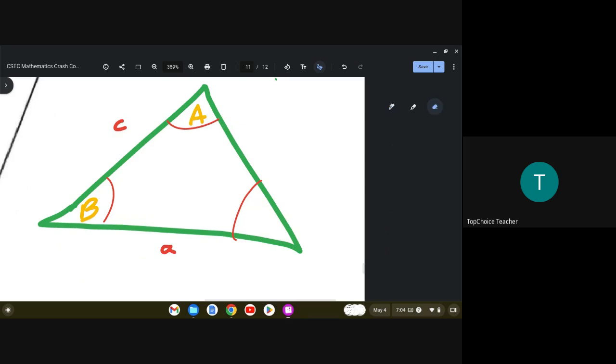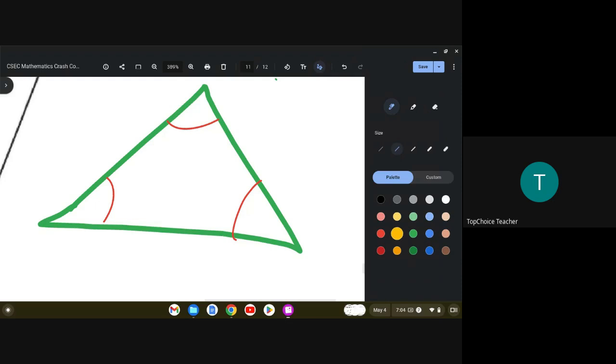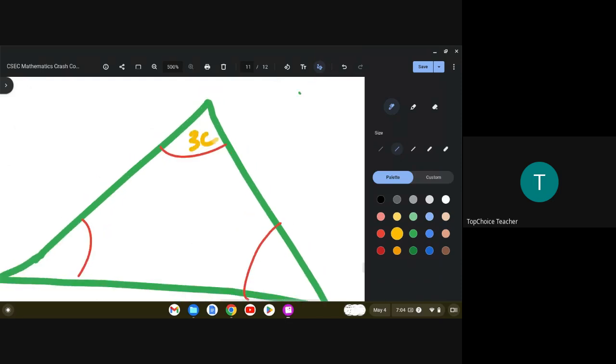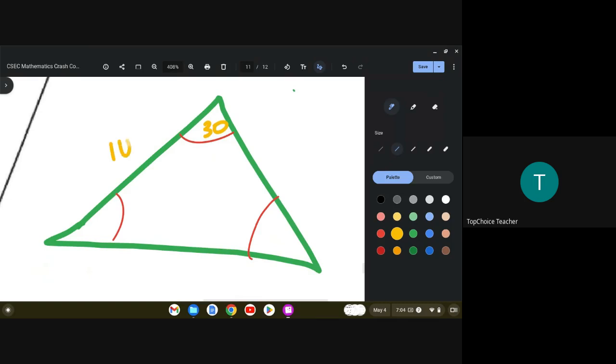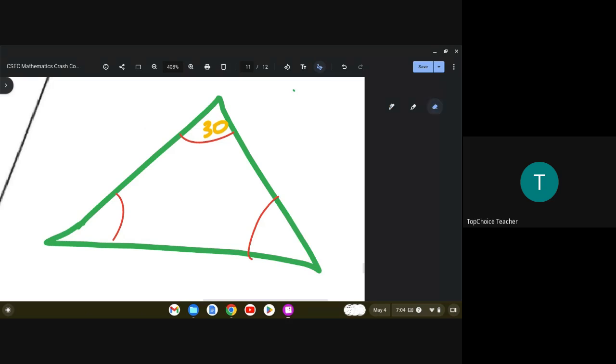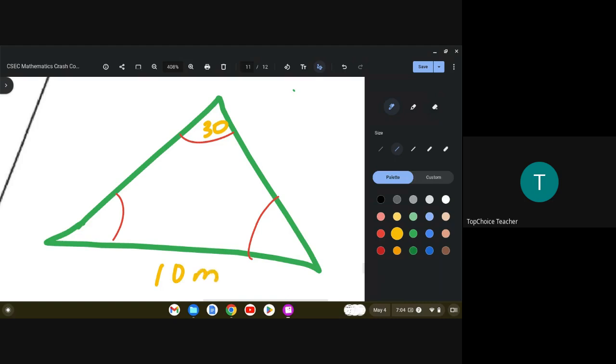As a rule of thumb, let me show you how these questions tend to come before I explain it. A question will come like this. You will always have to find something. Let's say they give you this angle is 30 degrees, and this side is 10 meters. Let's say this is 25 degrees and this is a missing side.